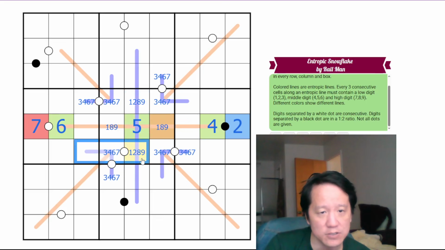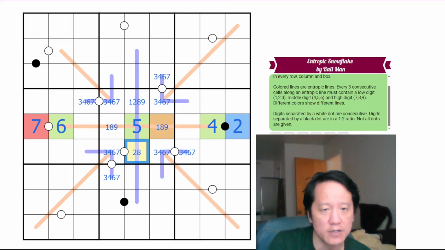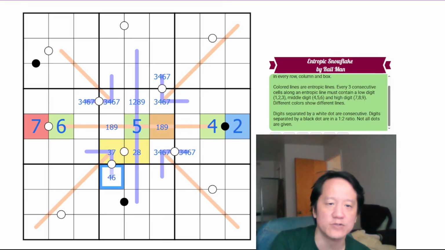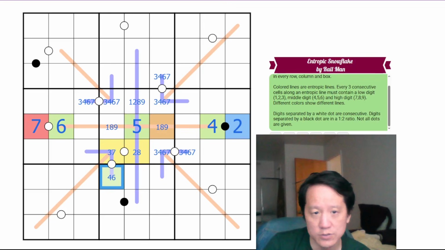Also, these digits are consecutive. So this can't be 1 or 9. It's 2 or 8 consecutive with 3 or 7 here. So these are the same set no matter what. So these are both yellow, which means this has to be 3 or 7 to 4 or 6 here. So this is green.